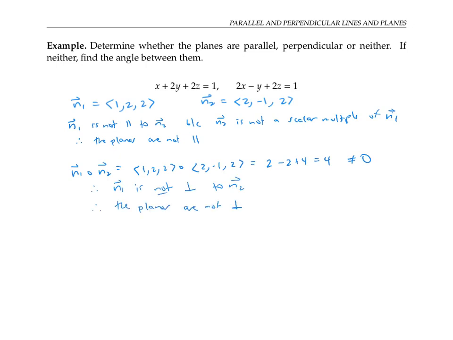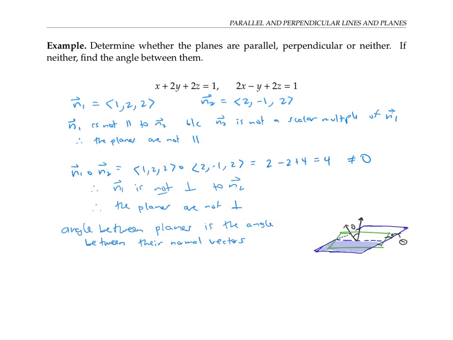Now to find the angle between the planes, that's going to be the same as the angle between the normal vectors. It's like you've taken the angle between the planes and rotated everything 90 degrees to get the angle between the normal vectors. Now to get the angle between two vectors, we can use the dot product, because we know that n1 dot n2 is going to be the magnitude of n1, the magnitude of n2, times cosine of the angle between them. Therefore, cosine of the angle between them is given by the dot product divided by the two magnitudes.